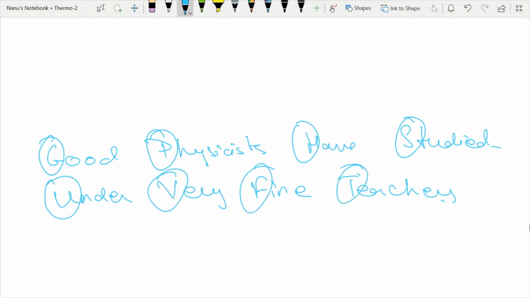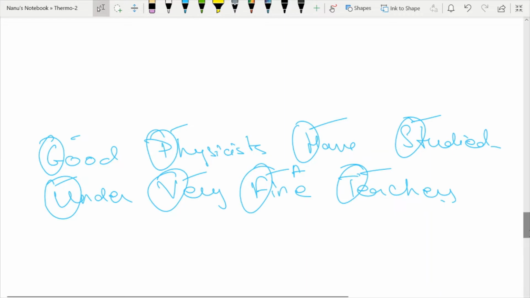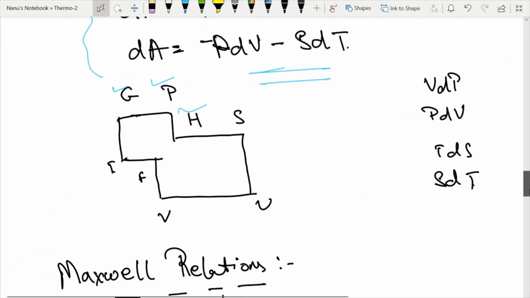G for Gibbs free energy, P for pressure, H for enthalpy, S for entropy, U or E, that is normally used for internal energy, V for volume, F is for Helmholtz energy, that is also given by A, T is for temperature, right? And you write this in this form.